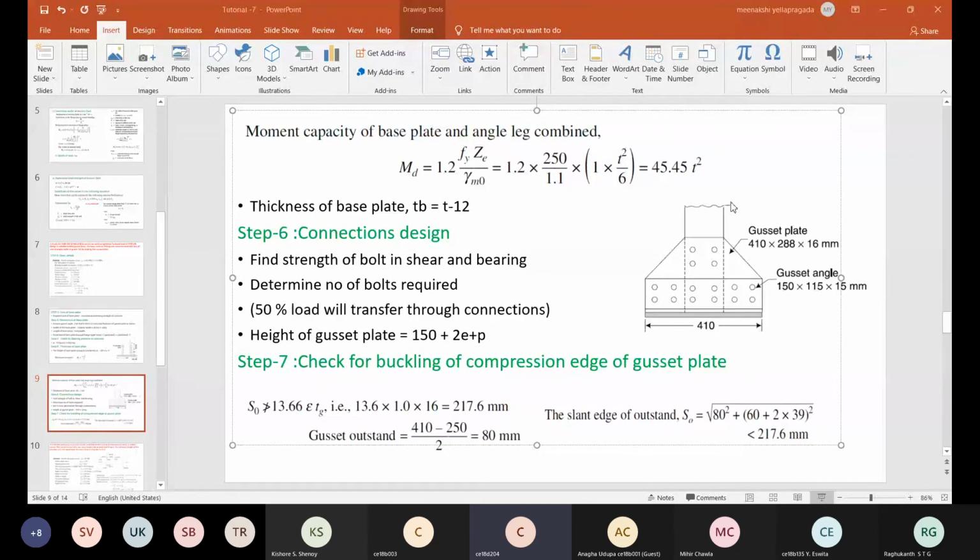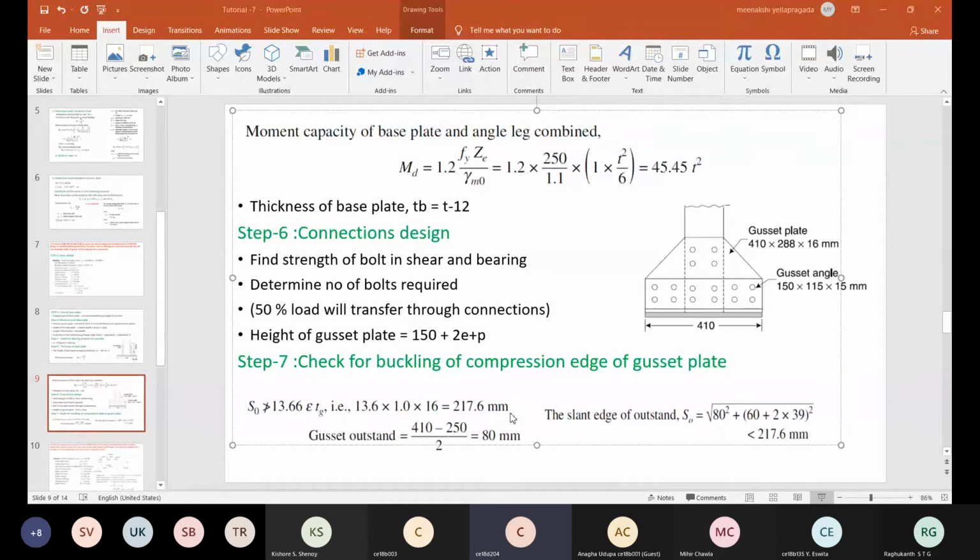S naught is nothing but the slant edge of the outstand. Here you can see this is S naught. So you know this value. This is 410 minus this value 250, divided by 2. You will get this side value. So this side square plus this side square will give you this one. This side square we can take as 2 times edge distance plus 60. So S naught is square root of 80 square plus (60 plus 2 times 39) square, which you have to check whether it will be less than 217.66 or not.